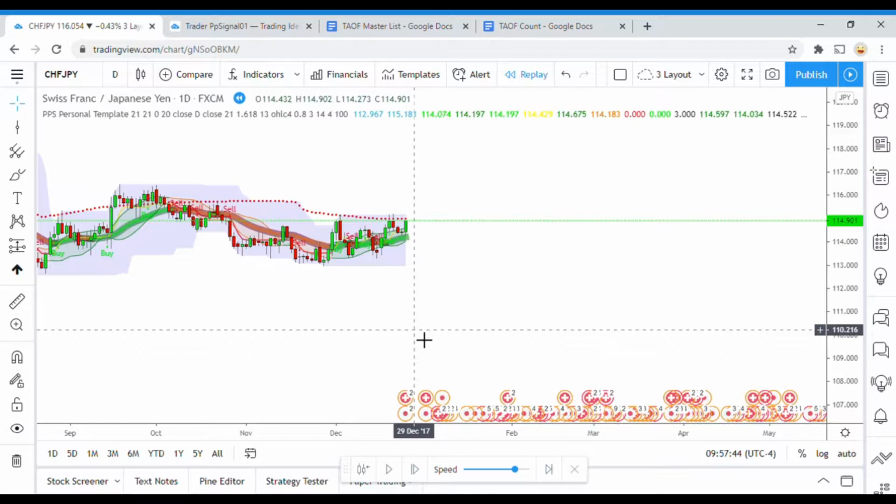Alright, as I said, today's indicator is the People's Pivot Indicator. This is a TradingView user-created, member-created indicator. And this one was recommended by one of the viewers here on the channel.